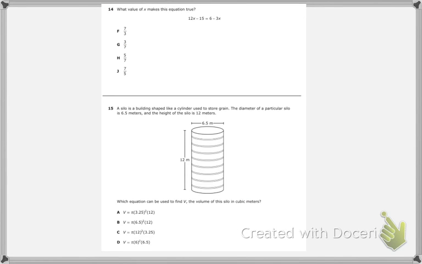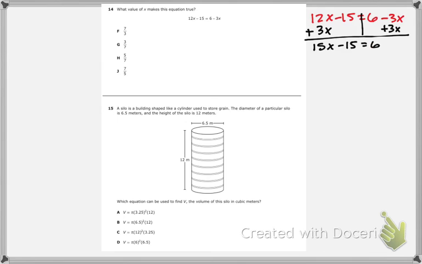For 14, what value of X makes this equation true? I'm going to write it over here. We got 12X minus 15 equals 6 minus 3X. And again, you can write this in the Y equals, write this in the Y equals, and see where they cross. Or we can just do simple solving for the X. So let's add 3X, because that's the opposite of minus. We got 15X minus 15 is equal to 6.